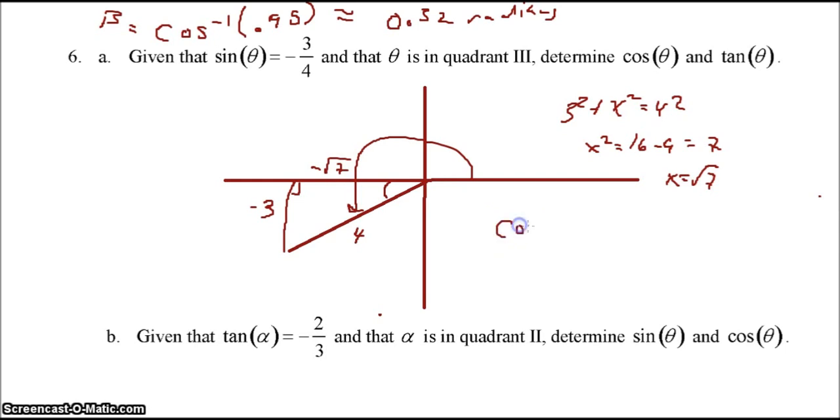But then cosine of theta, we can see it's kind of, again, weird, but you could think about it as the adjacent to this angle, which would be negative square root of 7 over 4. And tangent of theta as the opposite over adjacent, -3 over negative square root of 7, or 3 over square root of 7.